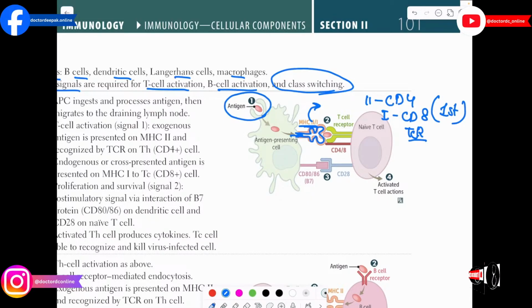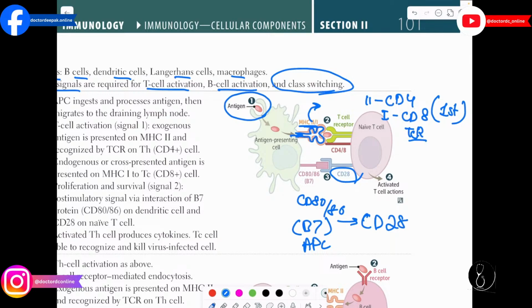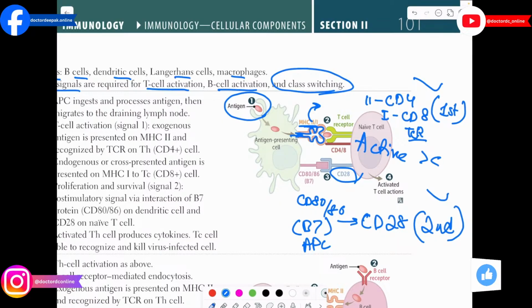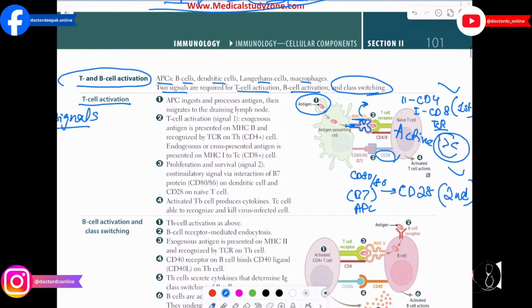The second signal is between CD80 or 86, which you already know as B7, of the antigen presenting cell, with CD28 of the T cell. This is the second signal. When both of these signals are done between the T cell and the antigen presenting cell, then the T cell becomes active. For activation of a T cell, we need two signals.